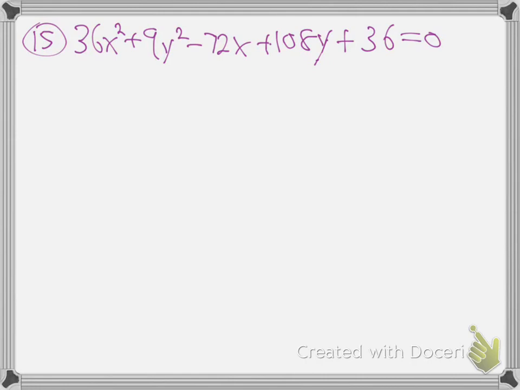So gather up the x squared, the x's, gather. So the first step is organization. Just get the x's together, the y's together, push the numbers to the other side. Then factor out the number in front of x squared and the number in front of y squared.